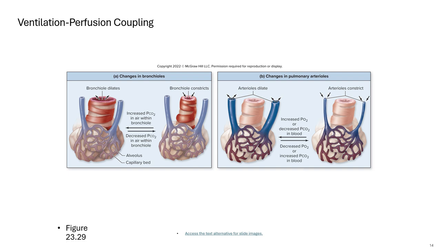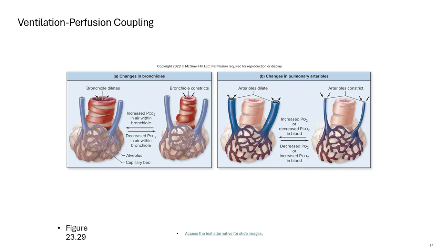So the bronchioles dilate, and the pulmonary arterioles dilate, or the arterioles constrict, the blood vessels constrict, right? Now, what you can have at times is something called a VQ mismatch, or mismatches in ventilation-perfusion coupling, right?